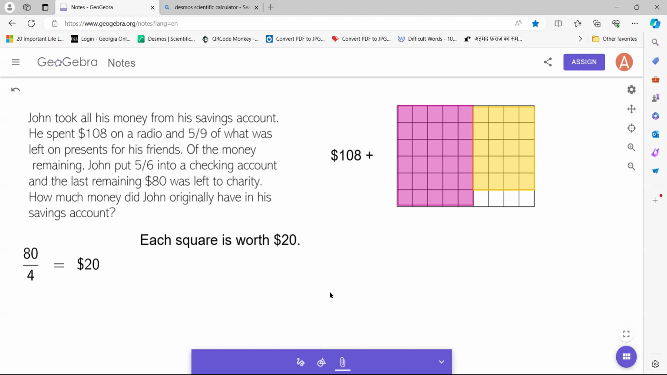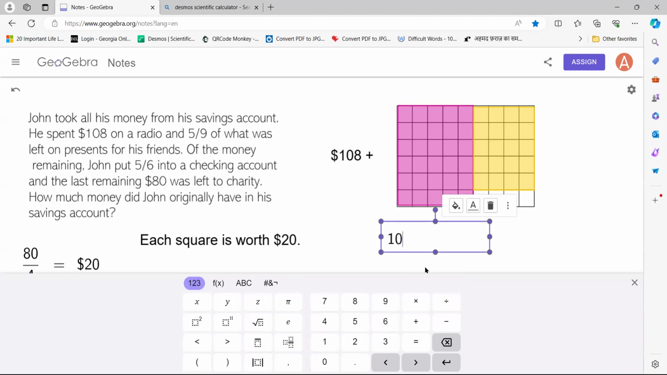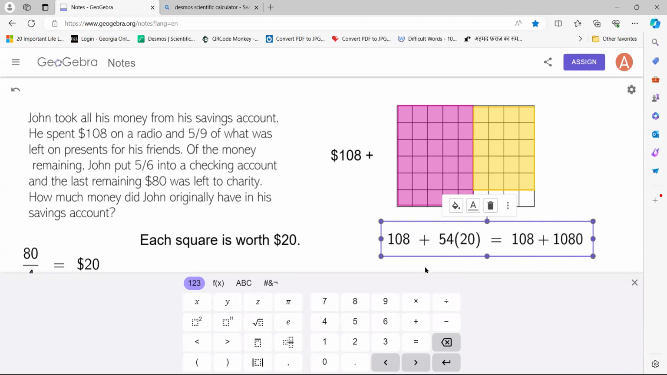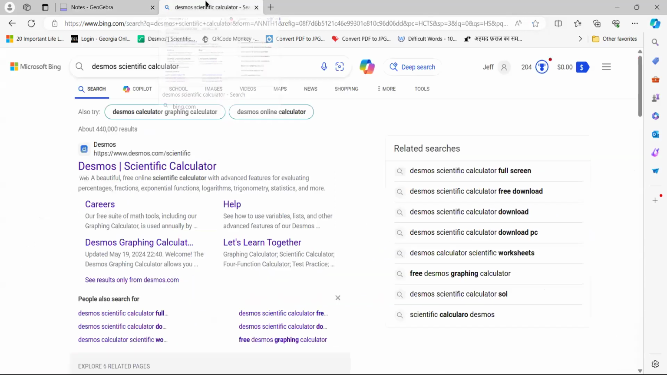times 20 plus 108. So let's do that. 108 plus 54 times 20. Each square is worth 20. So 54 squares will be worth what? Let's see. 54 times 20 is 1,080. I think that's correct. Let me double check. That sounds about right. And when you add them, what do you get? All right, let's do that.